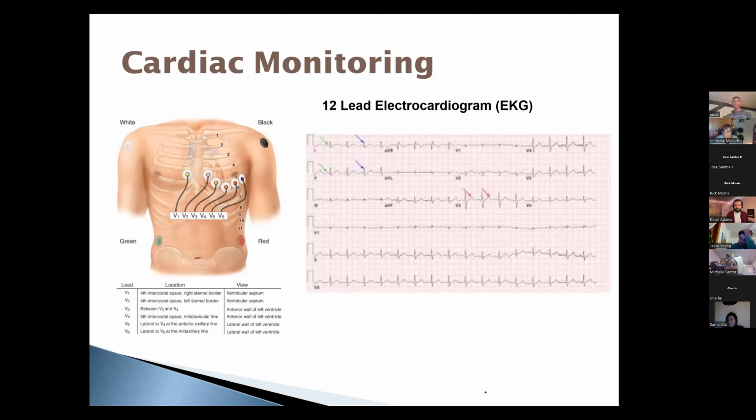Kevin, is that color coding for the leads standard? No, not completely standard. Each monitor or EKG manufacturer has different ones. Okay, thanks. But it's all the same placement. So it'll all be V1, V2, V3, V4, V5, V6, and then the 4 limb leads. It all goes in the same standard order, but whatever color they use is up to them.